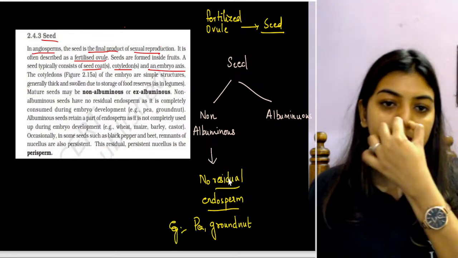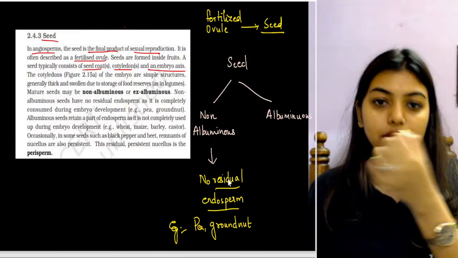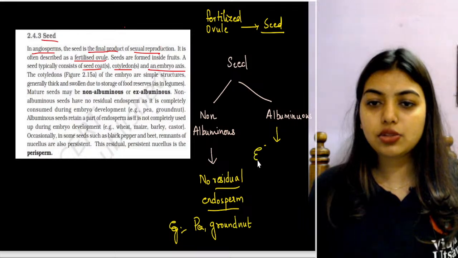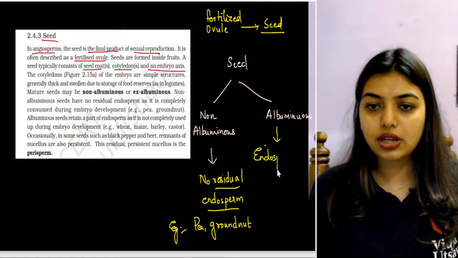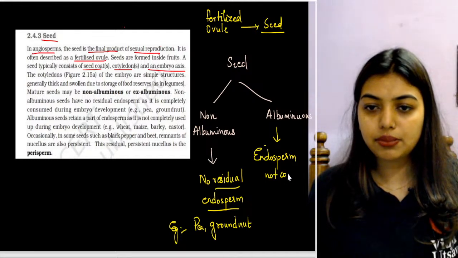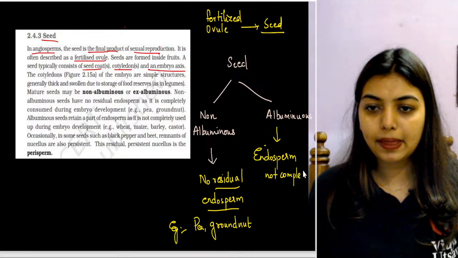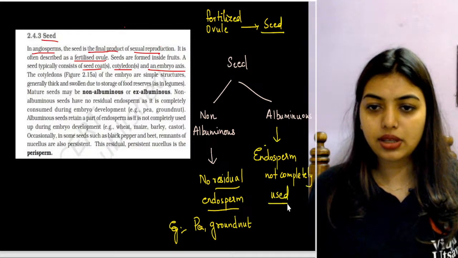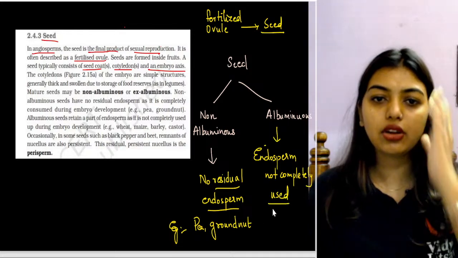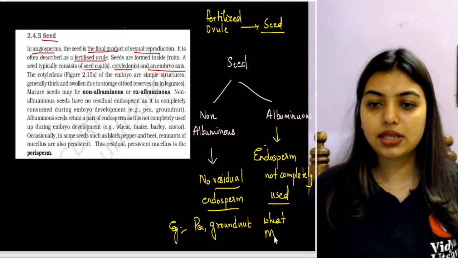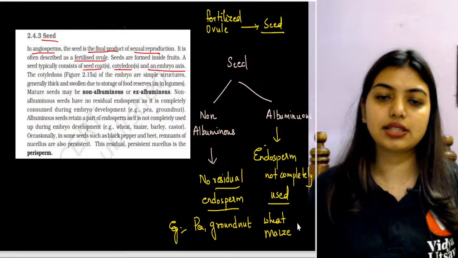Now, albuminous seeds retain a part of the endosperm as it is not completely used. So here what is going to happen? The endosperm will not be completely used. Some will be remaining. Got it? Examples are wheat, maize, barley, etc.